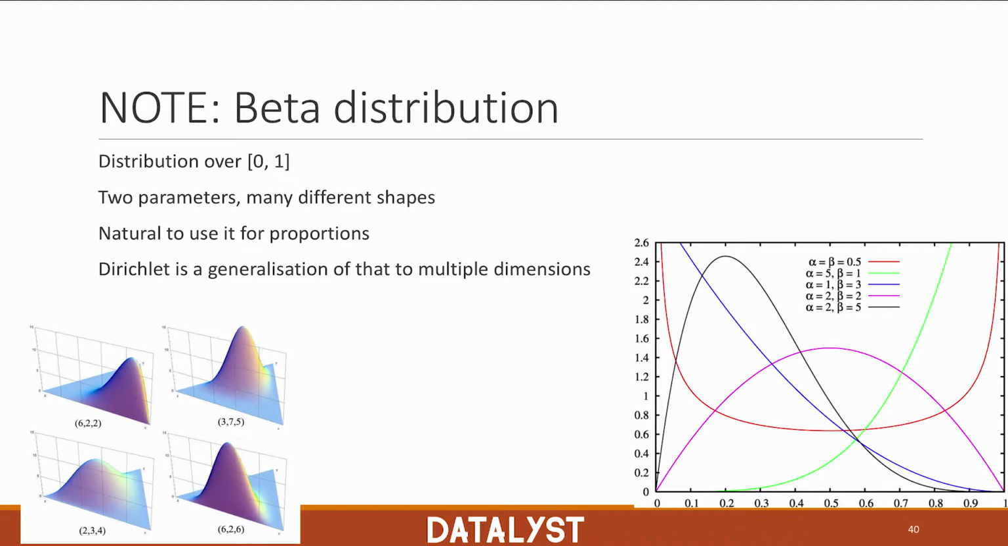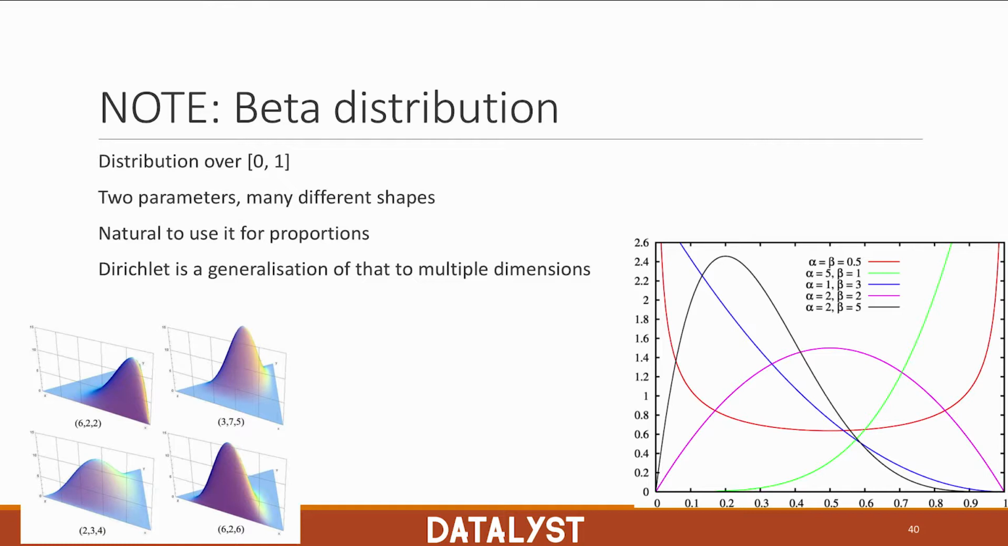Another important note, the beta distribution is a distribution over the interval 0 to 1. So it has two parameters and many different shapes. And as you might have guessed, if you have this kind of distribution between 0 and 1, you can use it to express probabilities or proportions, pretty much anything that falls between this interval. So the beta distribution has a generalization to multiple dimensions, to an arbitrary number of variables, through the Dirichlet distribution.